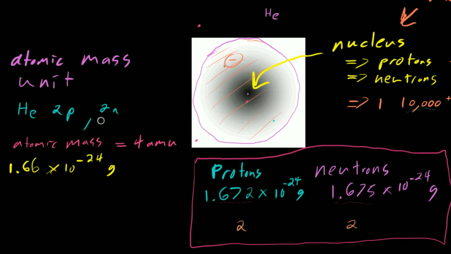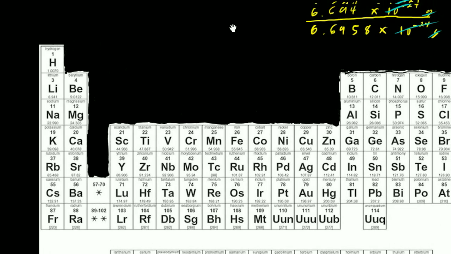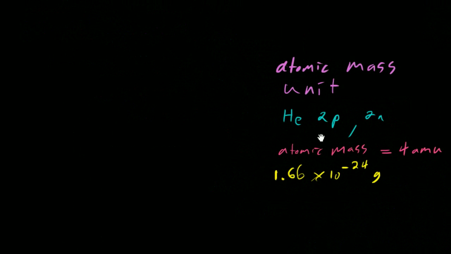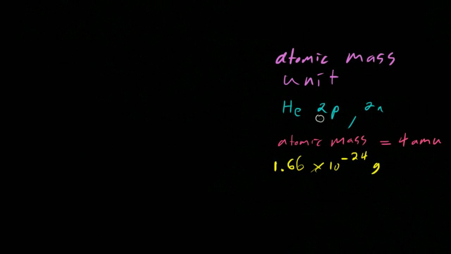say we had another isotope of helium. An isotope is essentially an atom that has the same number of protons. So if we say helium, what defines the helium atom as a helium atom is the number of protons. If we have an atom that has 2 protons, that is always going to be a helium atom.